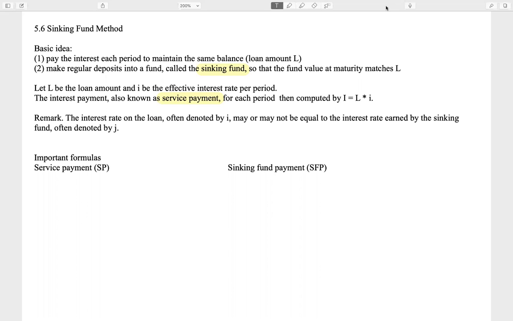That is part one. In part two, I will make regular deposits into a fund. This particular fund is called the sinking fund. I will use this fund to eventually pay off the entire loan by the end of a certain period, say by the end of the maturity. When you take out a loan, there's a term, let's say 10 years. By the end of 10 years, my sinking fund will accumulate exactly the loan amount, let's say $10,000. I paid interest throughout the entire 10 years, and by the end of 10 years, I have $10,000 to cover exactly the loan amount. That's job done. So that's the basic idea behind the sinking fund.